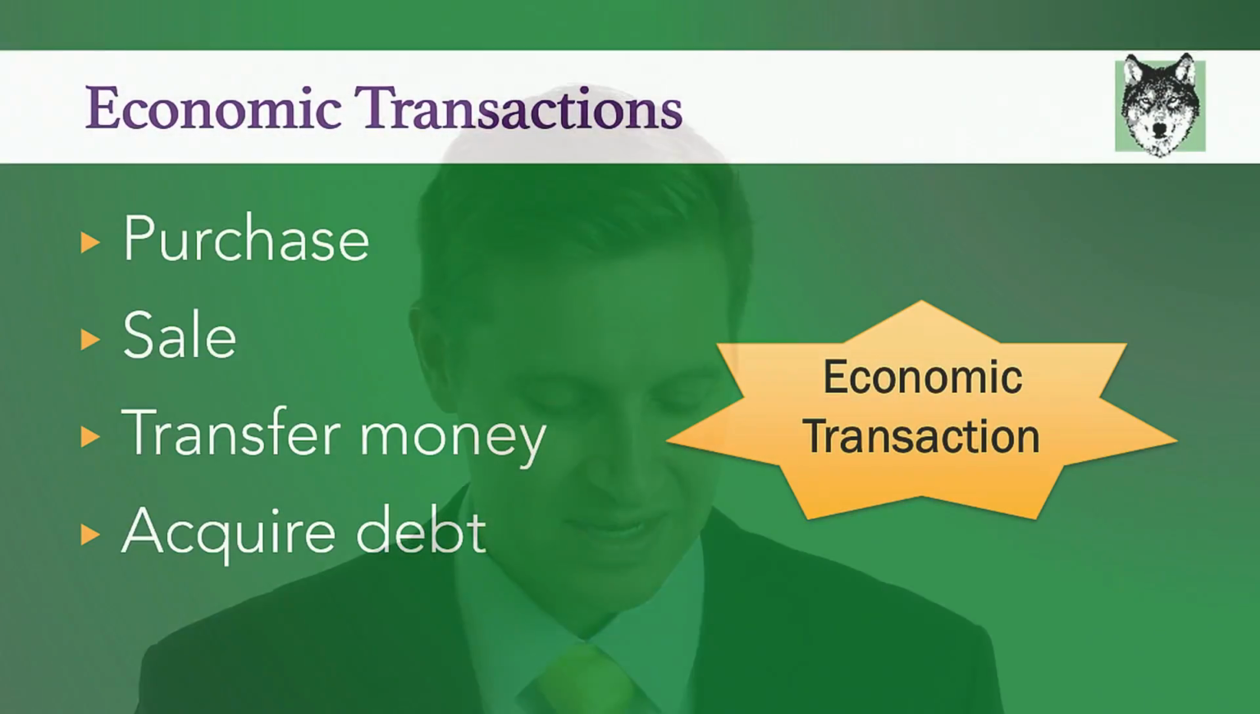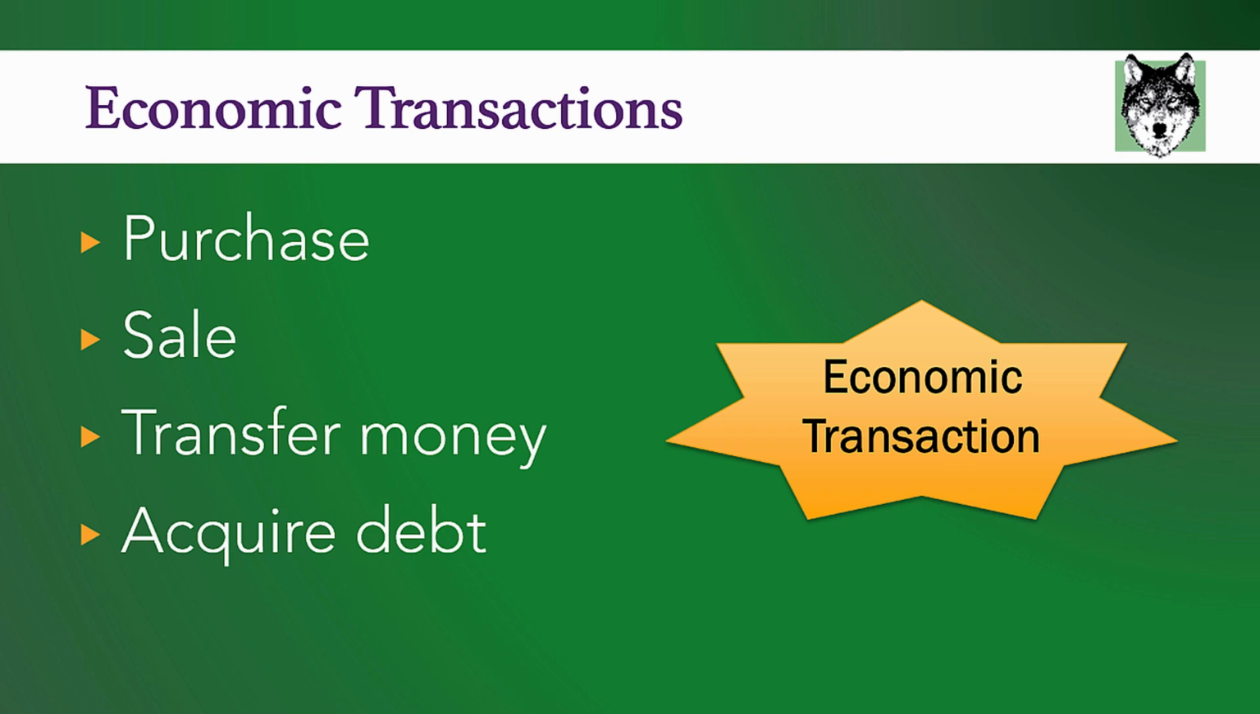So what you do is you use an accounting system. I'm going to go through the process of what an accounting system does. At the start of the process, all accounting systems start with an economic transaction. An economic transaction could be a purchase, a sale, a transfer of money, or the acquisition of debt. There is some event that happens, and that's your economic transaction, and that's the place where you start.